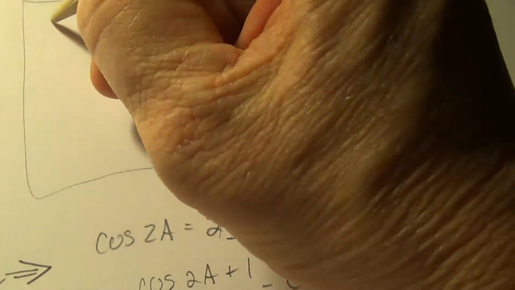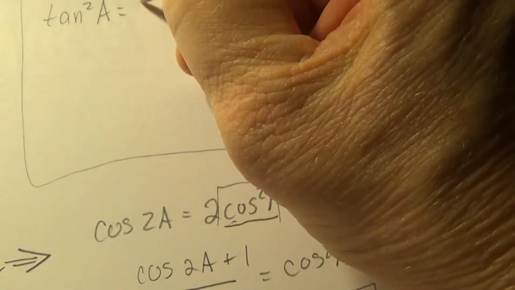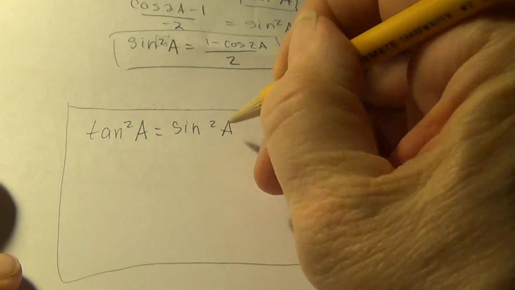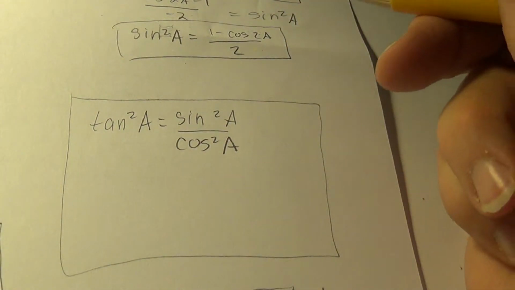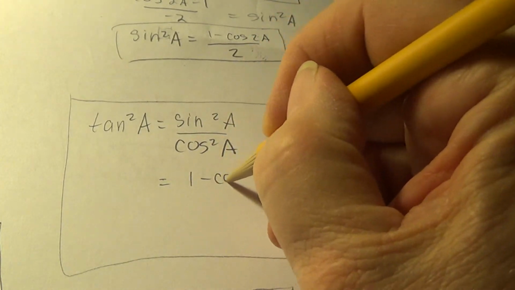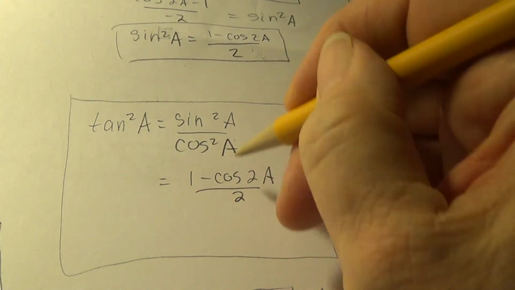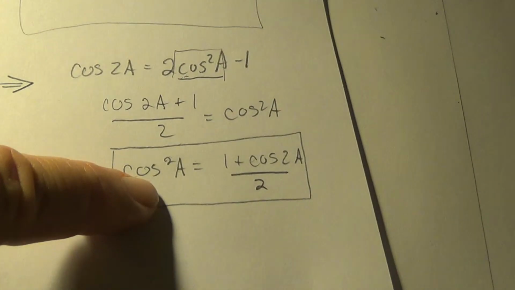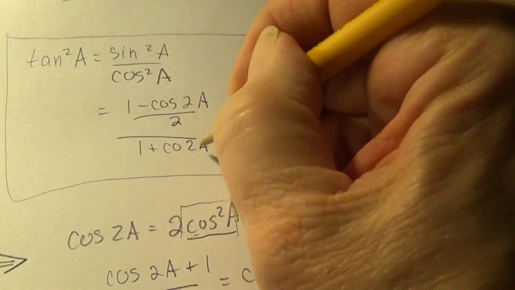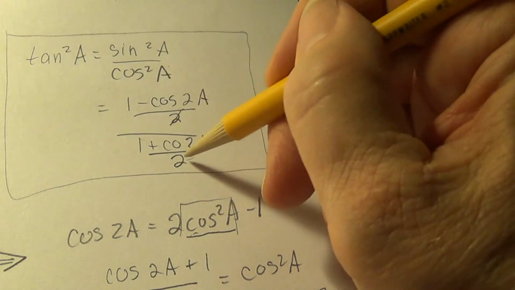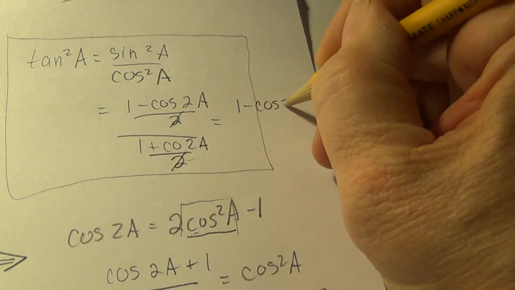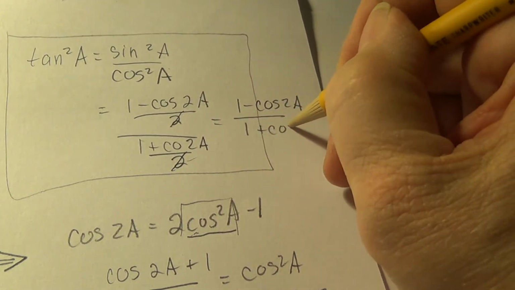So I can say the tangent squared of an angle is sine squared of an angle divided by cosine squared of an angle. So we know that relationship. So putting in sine squared of an angle up here, I get 1 minus cosine of 2A over 2, divided by this one down here. Cosine squared is 1 plus cosine of 2A over 2. So when I flip this and multiply, the twos cancel, and I end up with 1 minus cosine of 2A divided by 1 plus cosine of 2A.